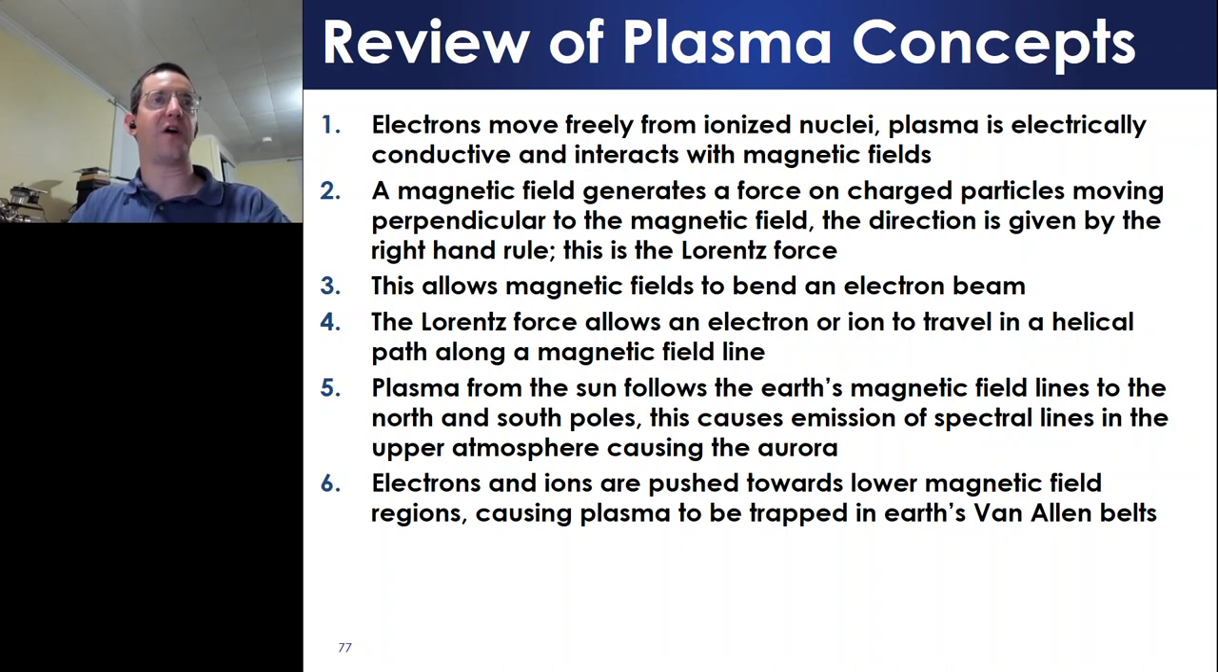Plasma from the Sun follows Earth's magnetic field lines to the north and south poles. This causes excitation of the gases in the upper atmosphere and emission of spectral lines, causing the aurora borealis. Electrons and ions are pushed towards lower magnetic field regions. This causes plasma to be trapped around Earth's equator in the Van Allen belts.